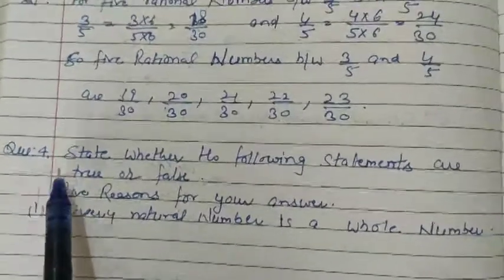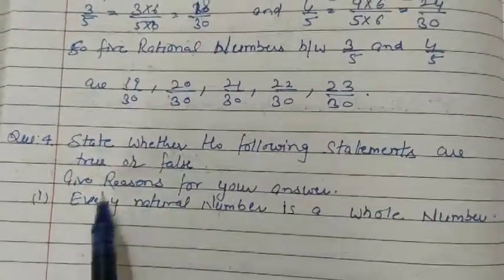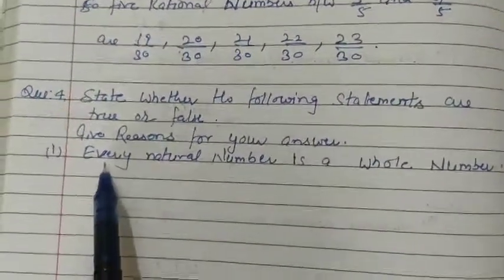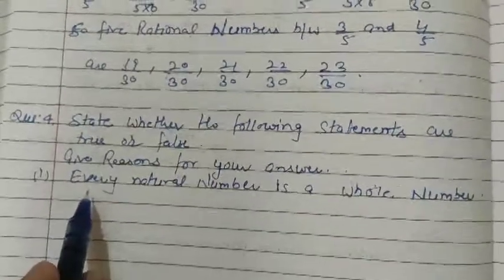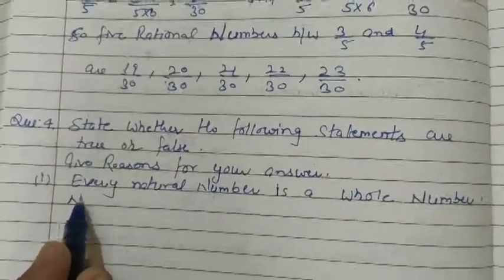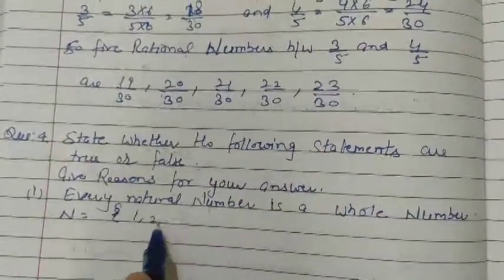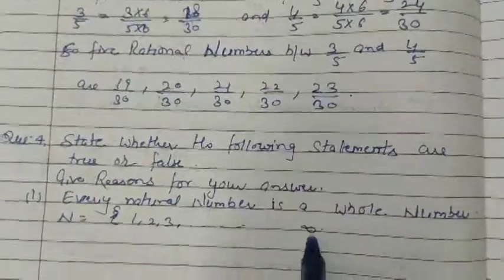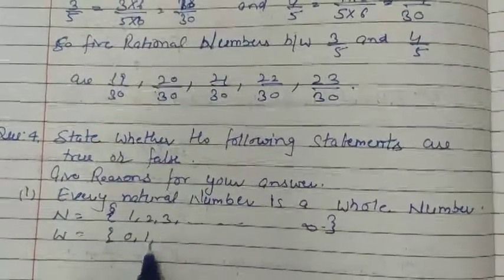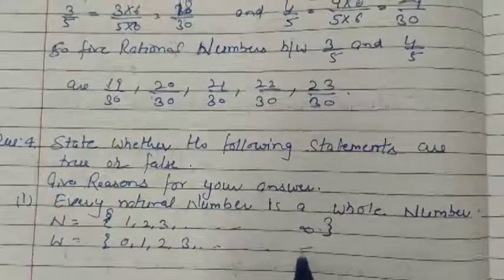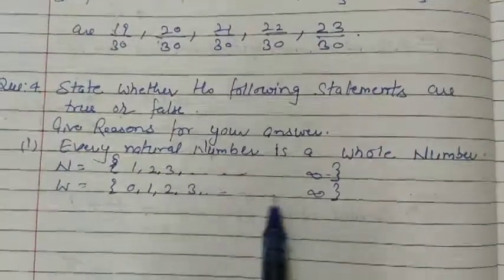In the next problem, we are asked to state whether the following statements are true or false. Give reasons for your answer. The first part is every natural number is a whole number. So let's check whether the given statement is true or false. So natural numbers, we all know, start from 1, 2, 3 and go up to infinity. And whole numbers start from 0, 1, 2, 3 and go up to infinity. So you can see all natural numbers are contained in the whole numbers.